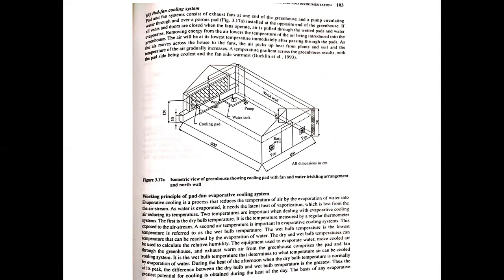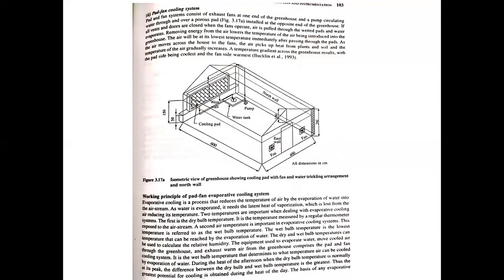The air will be at its lowest temperature immediately after passing through the pads. As the air moves across the house to the fans, the air picks up heat from the plants and soil, and the temperature of the air gradually increases. A temperature gradient across the greenhouse results, with the pad side being coolest and the fan side warmest.